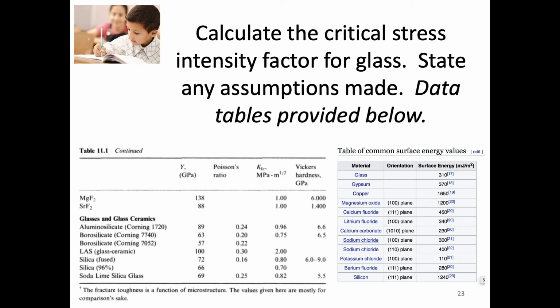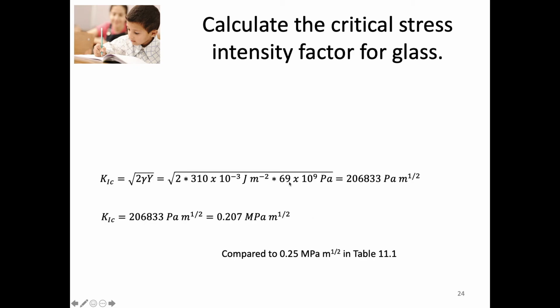In this table, you'll notice that I used the soda lime silica glass. You had some different values here, but I just chose to use a very simple composition of soda lime glass. So that is a 69 gigapascal elastic modulus, so 69 and then 10 to the 9 for the giga. And if I put that all together, I get 206,833 pascals per meter to 1/2.